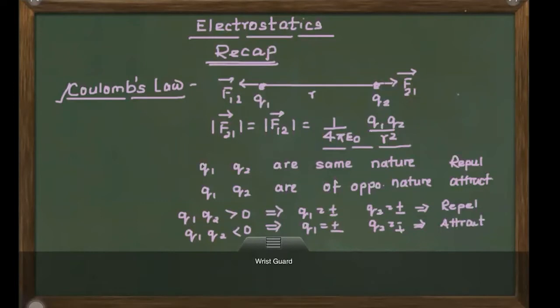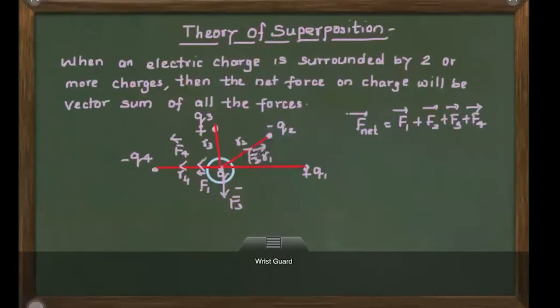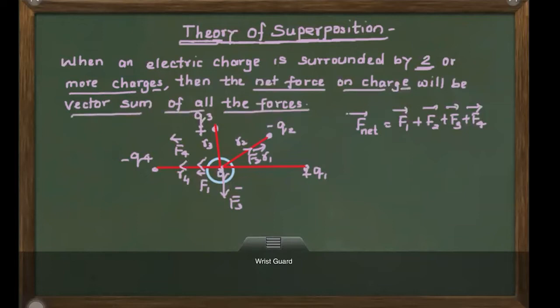Now, we start with today's class topic, that is theory of superposition. Theory of superposition means when an electric charge is surrounded by two or more charges, more than two charges, then the net force on the charge will be the vector sum of all the forces experienced by it.